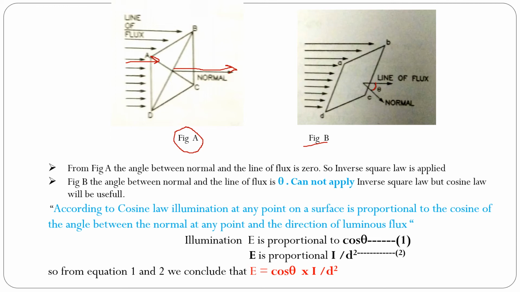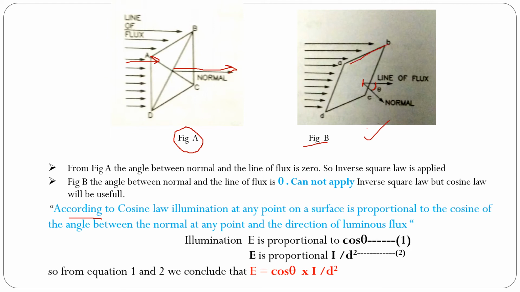So here we cannot apply the inverse square law, but the cosine law will be useful. The applications mean you can find out the illumination for that particular area. We have considered the cosine law. So this is the statement of the cosine law. According to the cosine law, illumination at any point on the surface means this is the point.